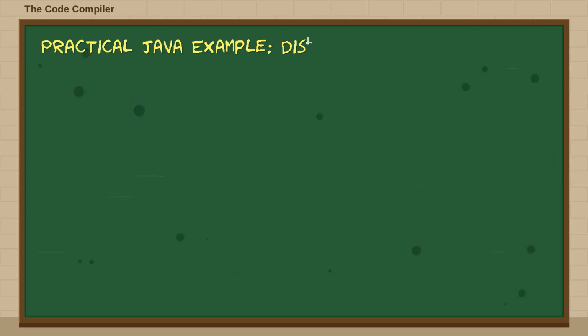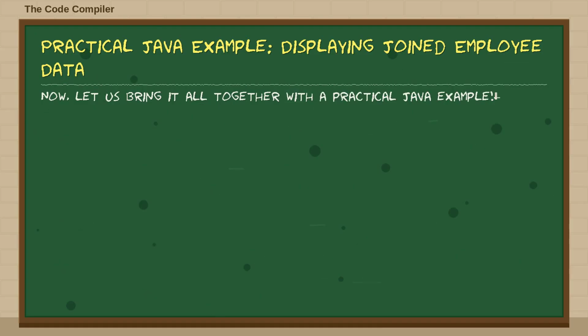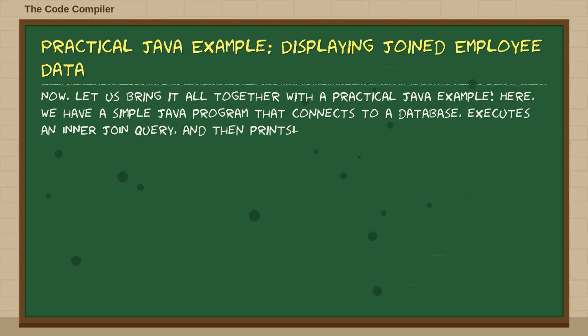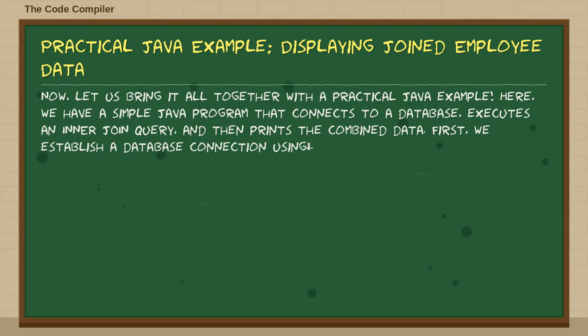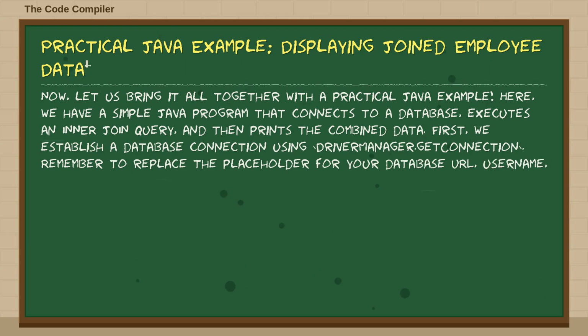Now, let us bring it all together with a practical Java example. Here, we have a simple Java program that connects to a database, executes an inner join query, and then prints the combined data. First, we establish a database connection using DriverManager.getConnection. Remember to replace the placeholder for your database URL, username, and password. Then, we create a statement object to execute our SQL query.